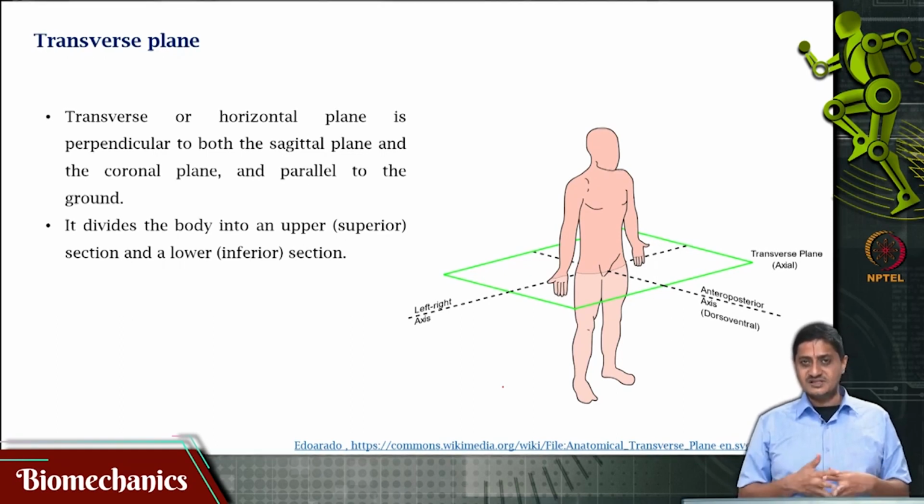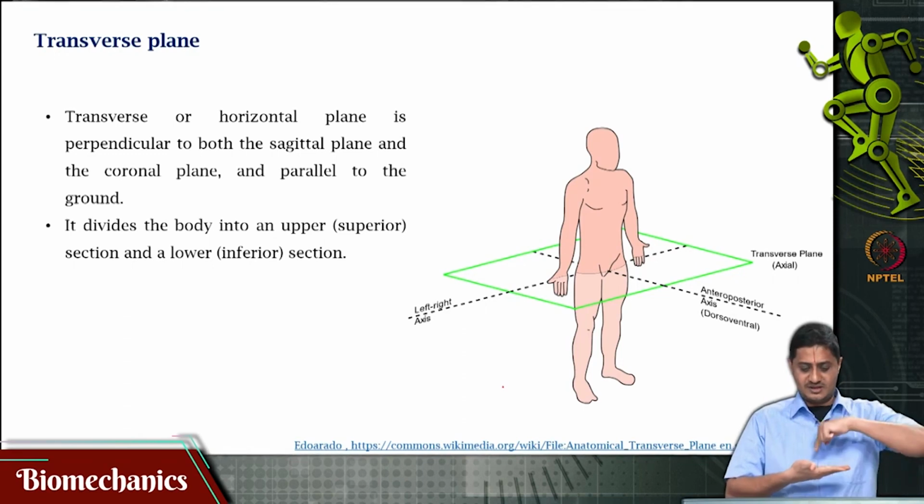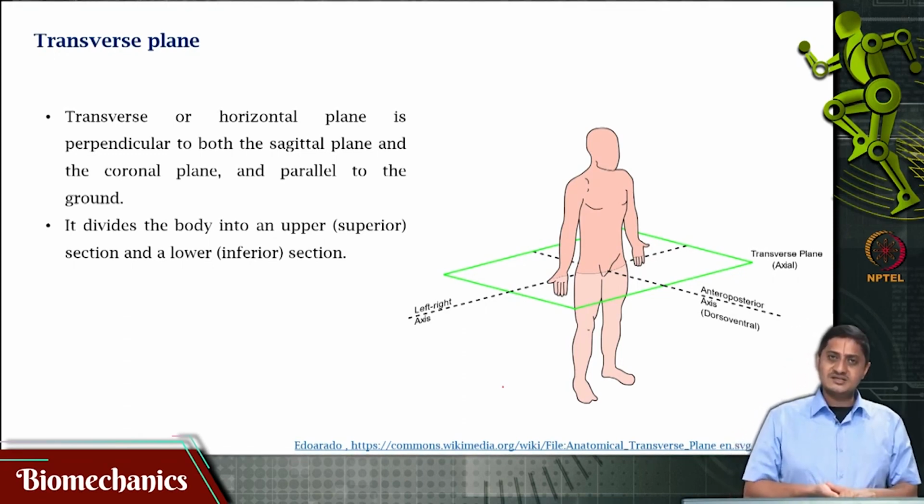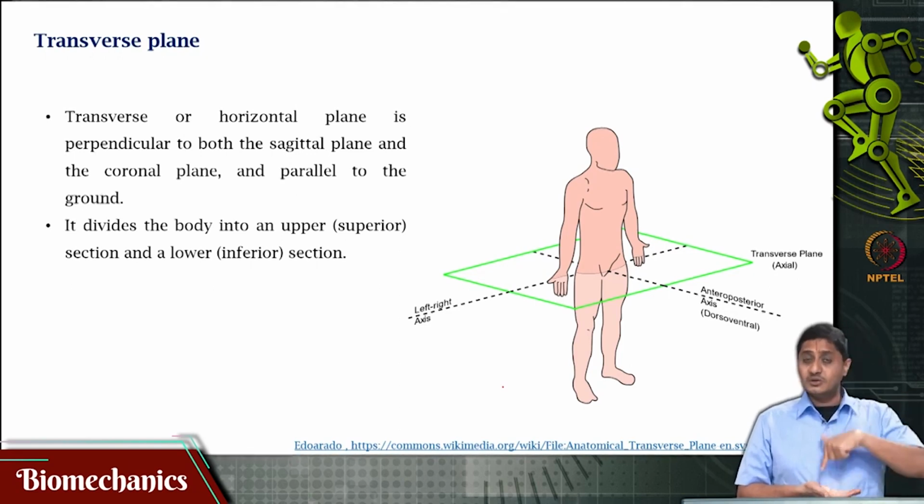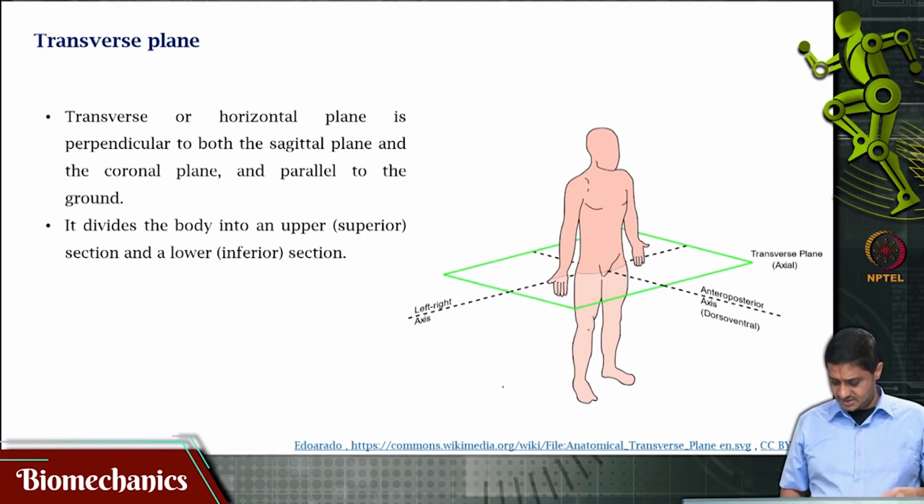Within this plane, you will have a left right axis or the mediolateral axis and an anterior posterior axis. What would be an axis that would be perpendicular to this plane? That would be the axis that goes from the top to the bottom, like this, or the craniocaudal axis.